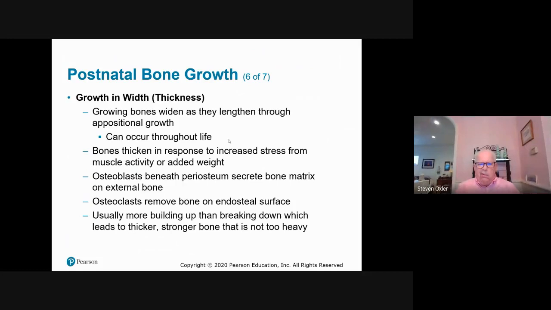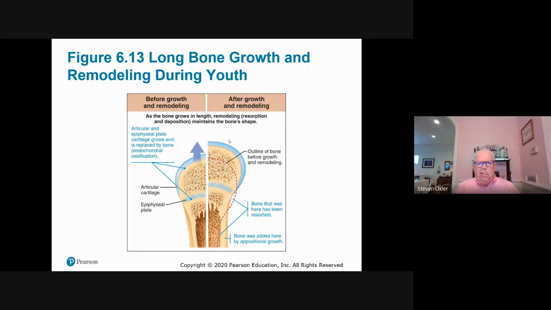Here's your epiphyseal plate. Here it is. It's made of cartilage, and that cartilage is hyaline cartilage, and so is the articular area. The articular surface of all joints is hyaline cartilage. So that's all important, very important.